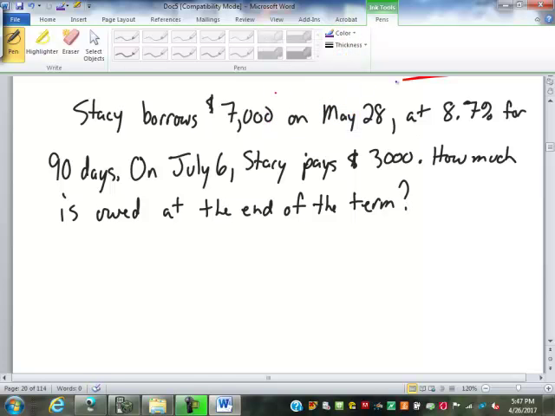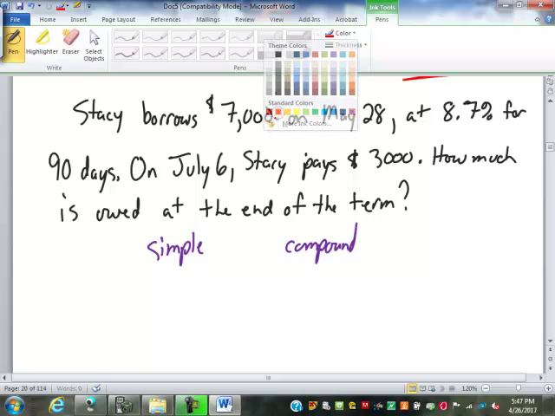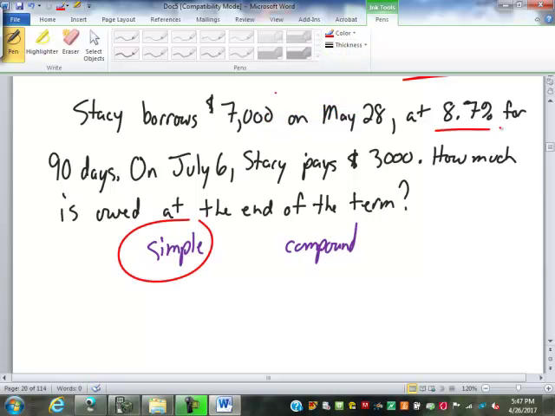So, simple interest or compound interest? Yeah, it must be simple because it says 8.7% and there is no compounded or anything after it. So it can't be compound. If it was compounded, I'd have to say compounded monthly or whatever. Also, on the other hand, 90 days, we usually don't do compound interest for 90 days. Compound interest is usually, well, right at that limit would be 90 days. Usually it's at least 6 months.